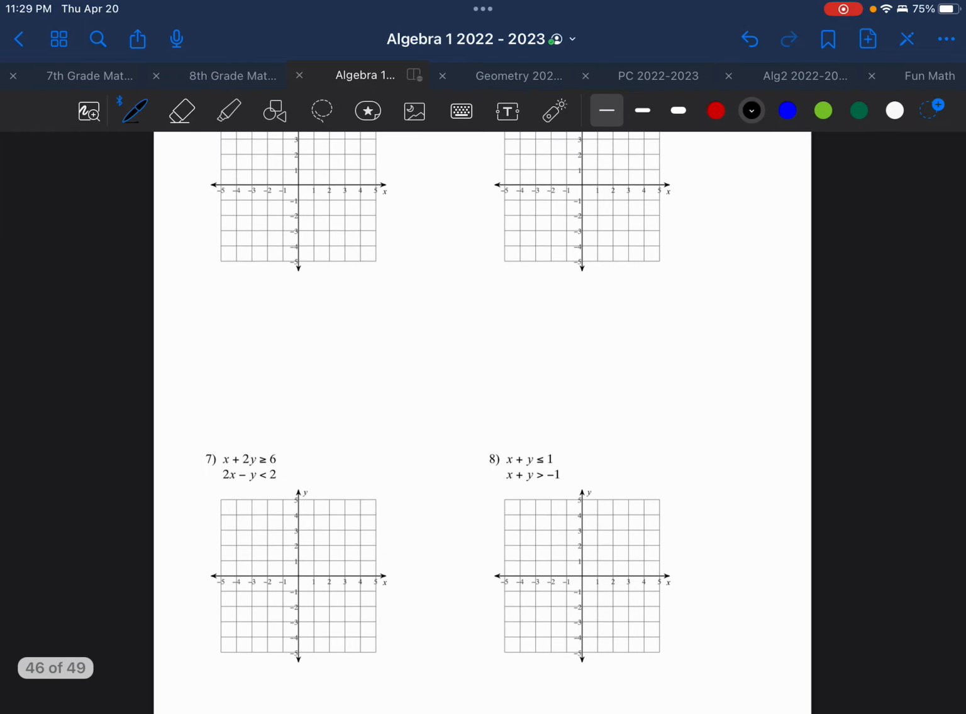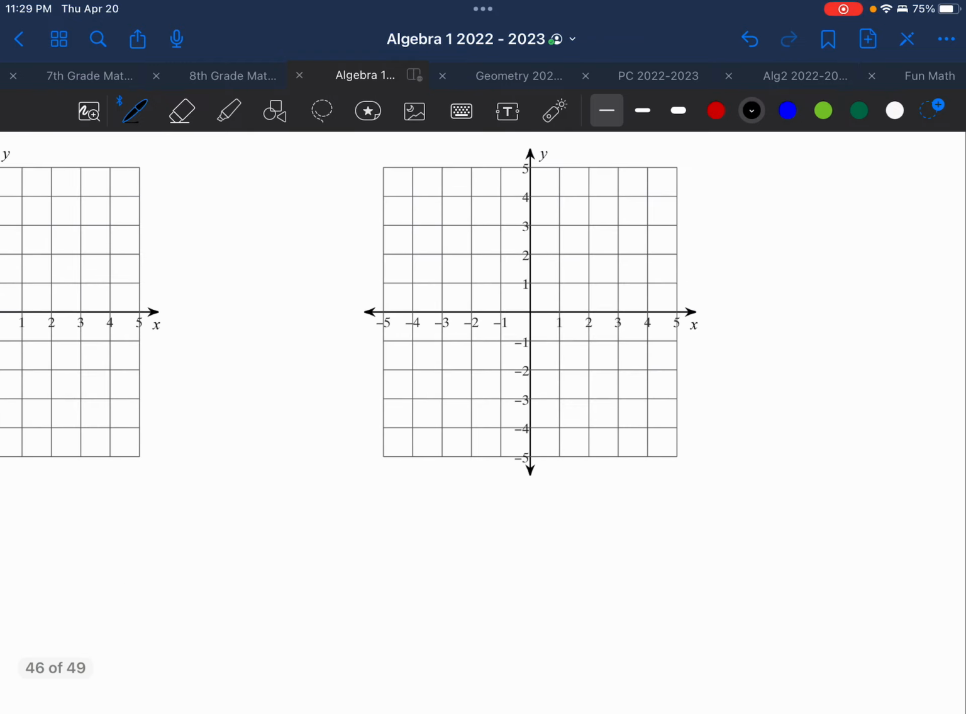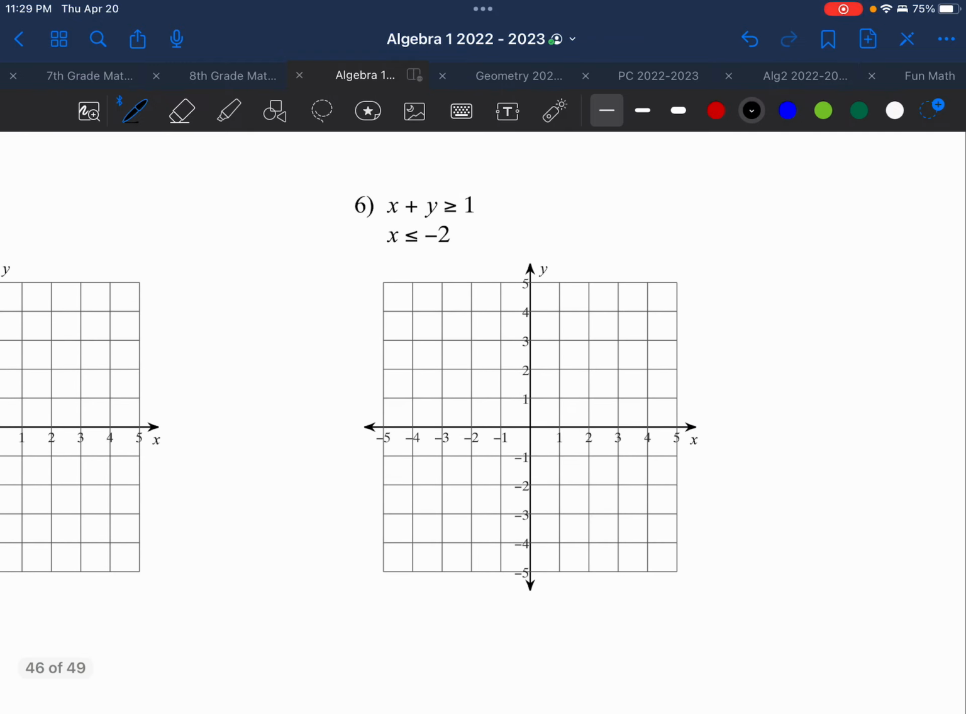5 through 8 is in standard form. I'm just going to randomly pick number 6. So number 6, I'm going to make this equation green. I'm going to make this equation blue and see what happens.